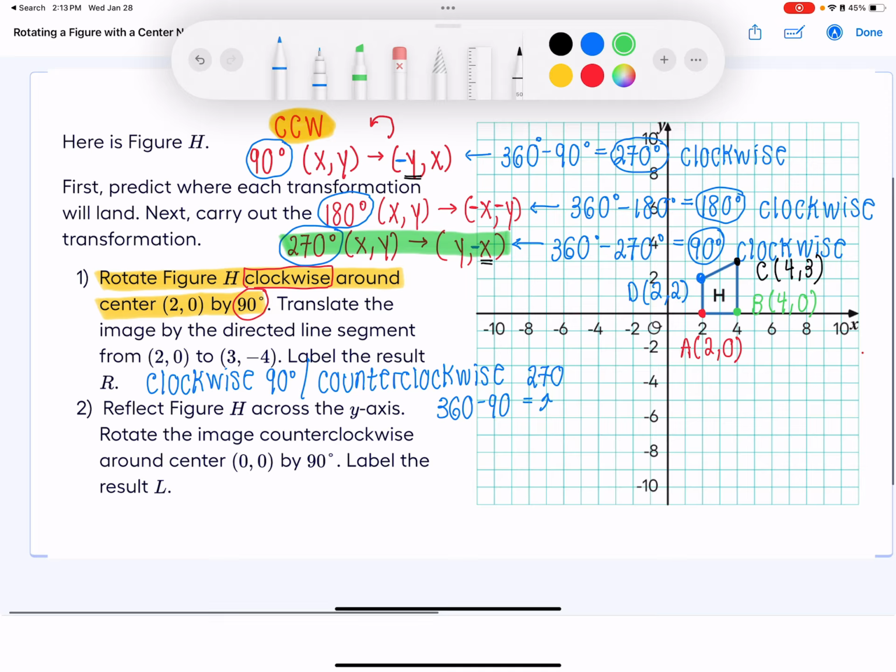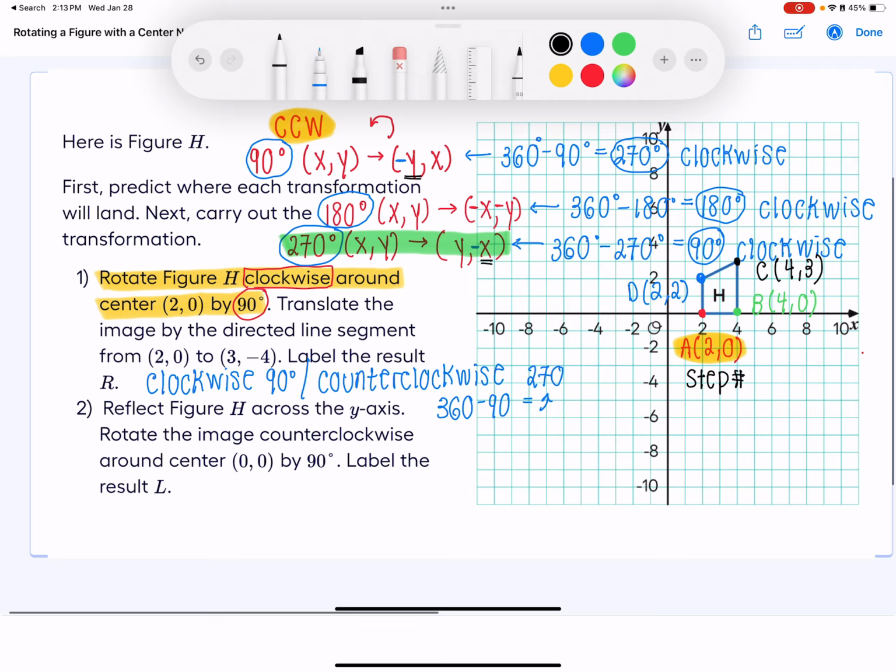All right, I'm going to start with A. So I'm going to highlight this, and we're going to rotate point A clockwise around the center 2, 0 by 90 degrees, or it's the same thing as counterclockwise, 270 degrees, as we talked about earlier. So there are 3 steps that you're going to follow because the center is not at the origin. First step, I'm going to write it out right here.